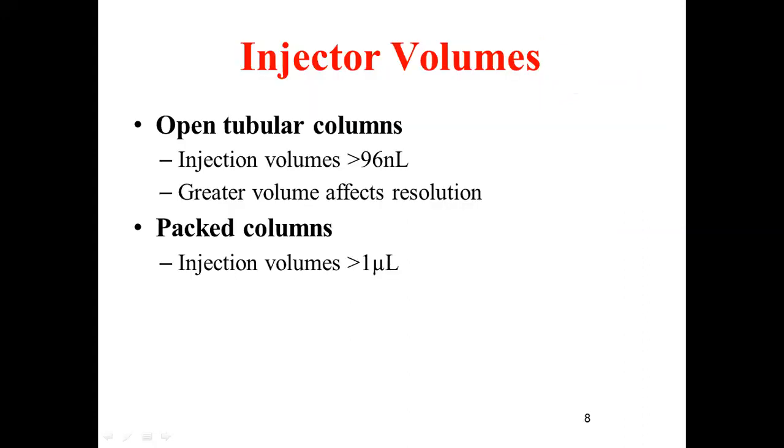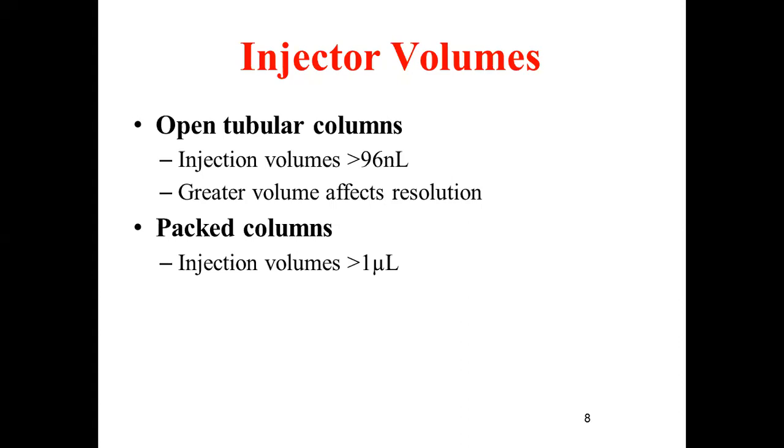By using these types of instruments, injection volumes of greater than 96 nanoliters can be introduced into the chromatographic column in order to perform the separation by supercritical fluid chromatography. If you introduce more volume, greater than 96 nanoliters, or greater than 500 nanoliters while using open tubular columns, this is going to affect the resolution, because if the sample is overloaded into the column, fronting is going to be the effect. So fronting definitely is going to impair the resolution.